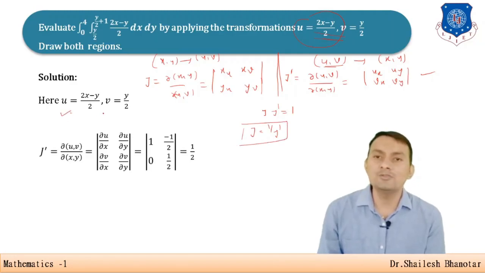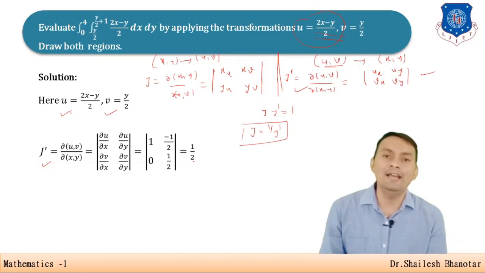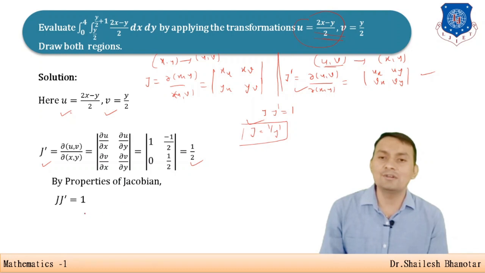So let us say this is u and this is v. When you apply the Jacobian formula, del u by del x keeping y constant will be 1, del u by del y will be minus 1 by 2, del v by del x is 0, and del v by del y is nothing but 1 by 2. When you simplify, you will get 1 by 2. By our property, J is equal to 1 divided by J', which is 1 divided by 1 by 2, so it is going to be just 2.